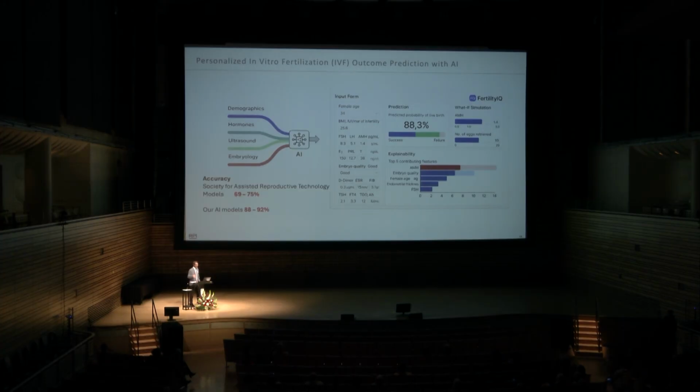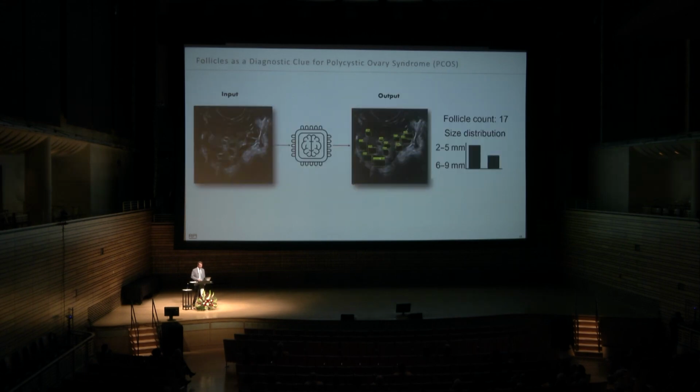Our AI models tend to be of the order at present of 90% versus traditional means, which are about 70%. So we're able to provide some improvement.